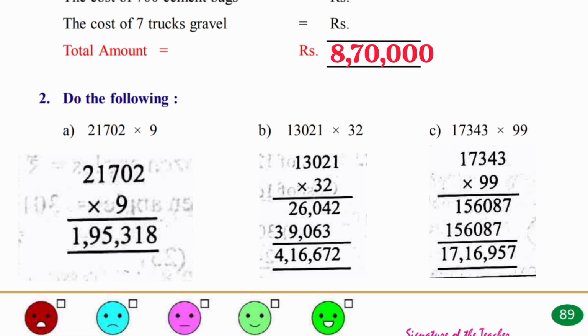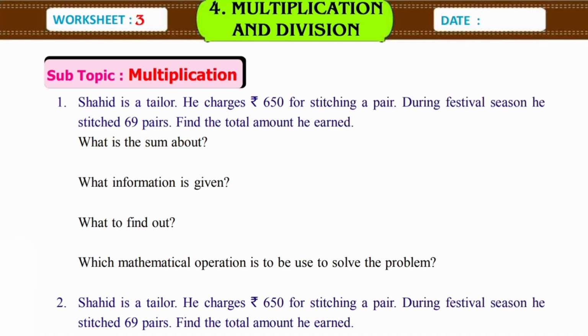Let's move on to the next worksheet, that is worksheet number 3. Here the subtopic is multiplication. Let's see. First question is, Shahid is a tailor. He charges rupees 650 for stitching a pair. During festival season, he stitched 69 pairs. Find the total amount he earned. This is the question.